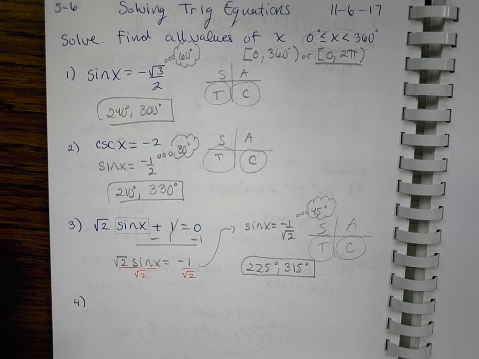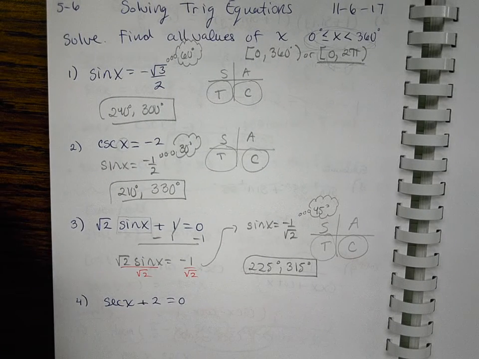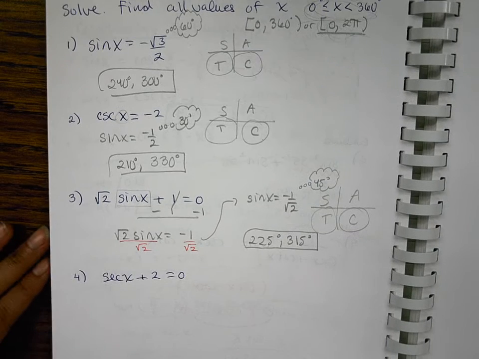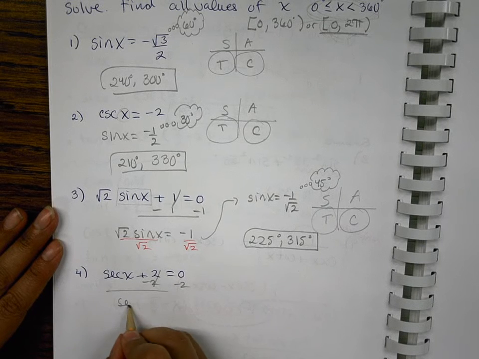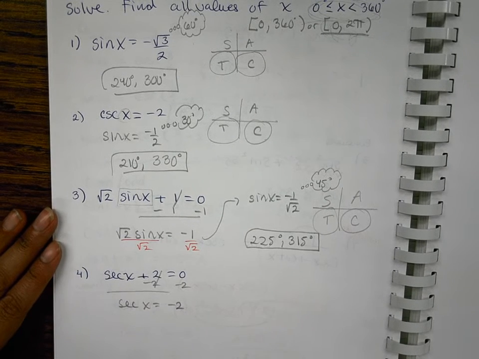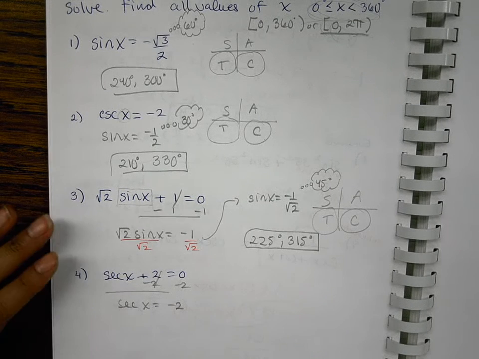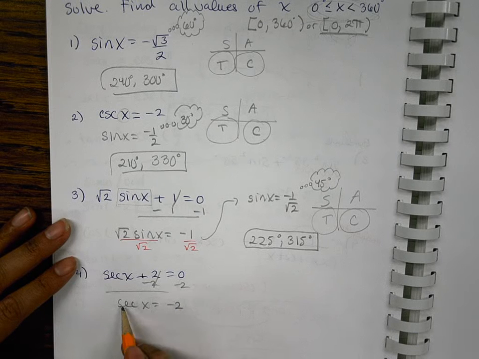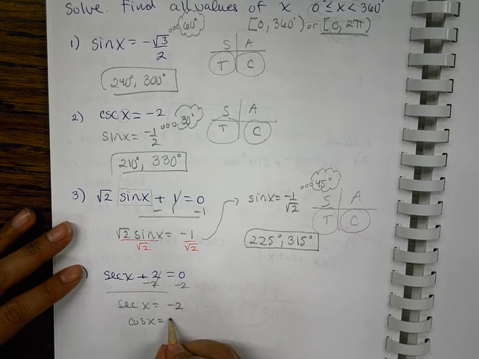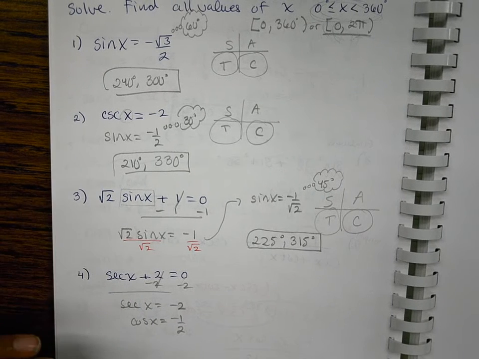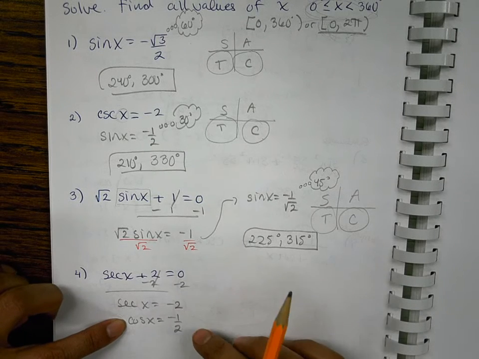Okay, number 4, secant x plus 2 equals 0. All right, just like in any other equation, we're going to subtract the 2, which means that secant x equals -2. Now, we don't have our unit circle set up for secant. It's sine, cosine, tangent. So I'm going to take the reciprocal of both sides. The reciprocal of secant is cosine, and the reciprocal of -2 is -1/2.